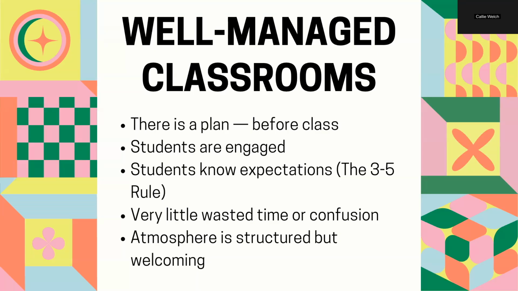Students know the expectations of the classroom. So I've included here the 3 to 5 rule. That just means that you need to have 3 to 5 classroom rules or expectations. I'm sure at some point in time we have all seen people with like 20 rules in their classrooms. First off, that's ineffective because, you know, students cannot remember all those rules.